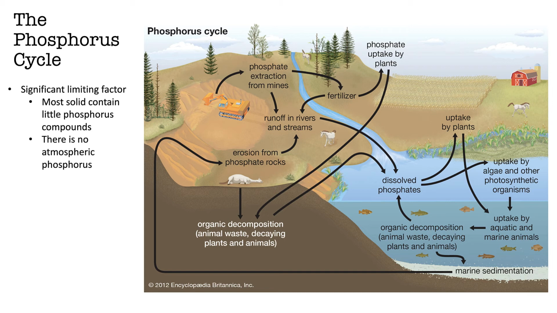So again, phosphorus is not available in the atmosphere. It's only available in sediments and in rocks, so we need to wait for it to weather out and leach out and be dissolved in water before the plants and therefore animals can take it up. All right, before we sign off, we've got one more cycle to look at.